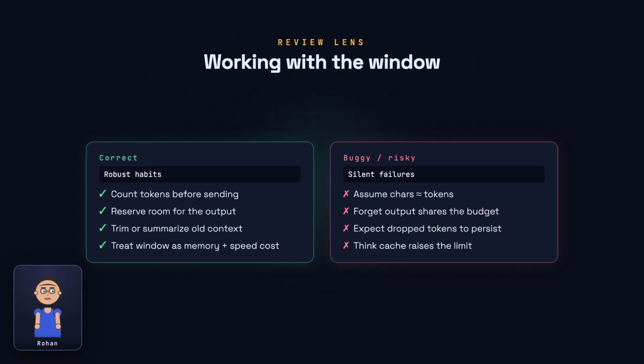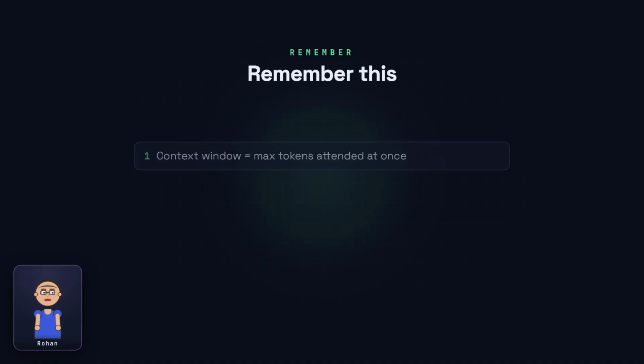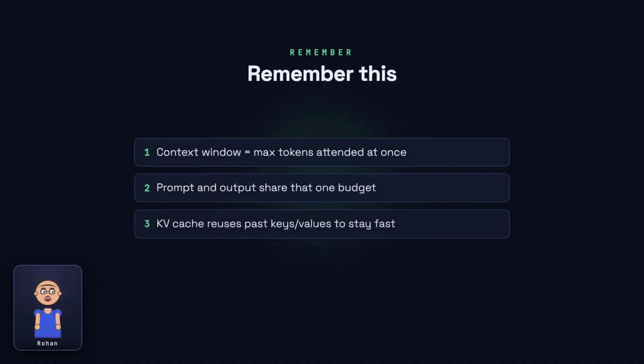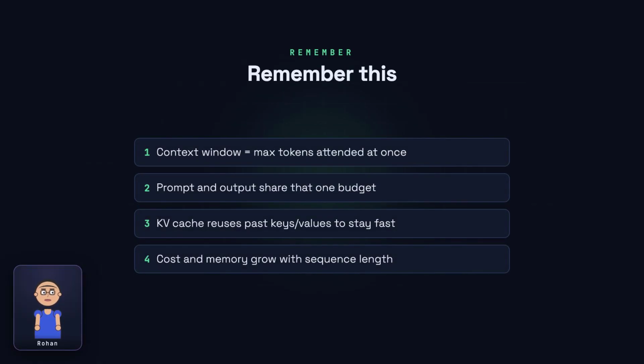It doesn't. So four things to carry with you. The context window is the maximum tokens the model attends over at once. Your prompt and its output share that single budget. The KV cache stores past keys and values, so each step only computes the new token, keeping generation fast. And because every token still compares against all the rest, cost and memory grow with length. Design your prompts with that window in mind.